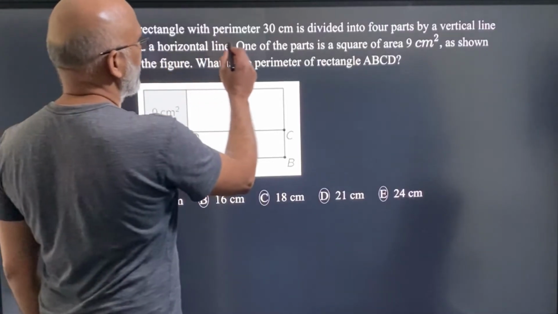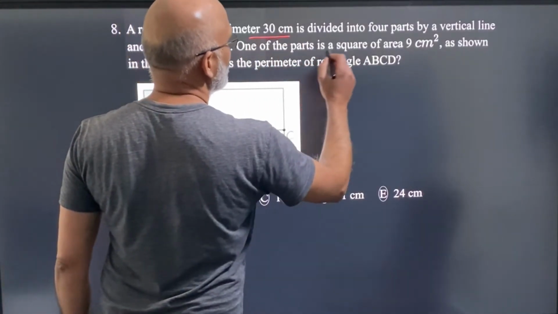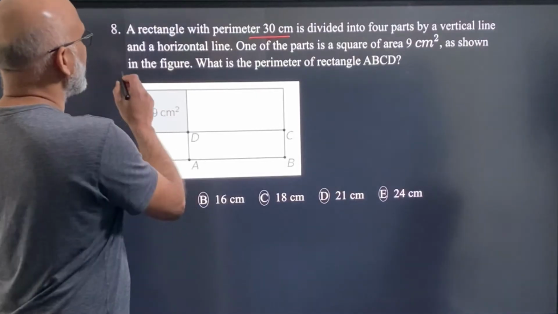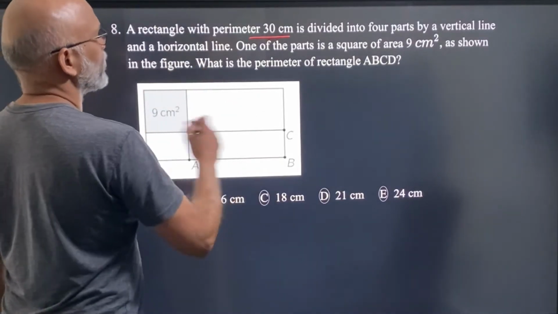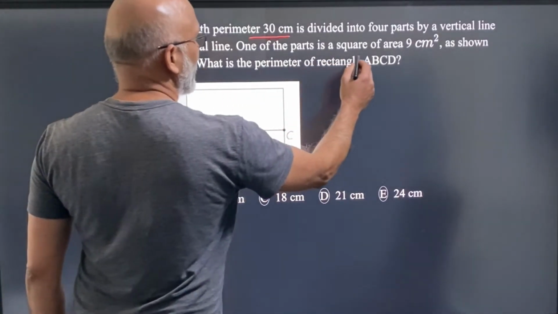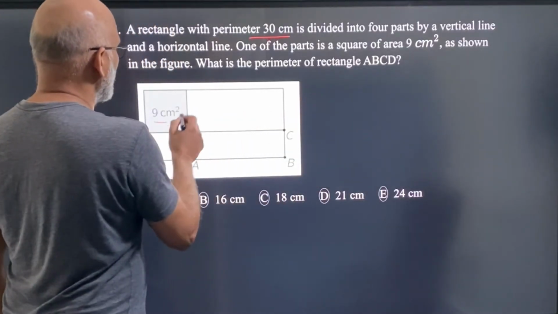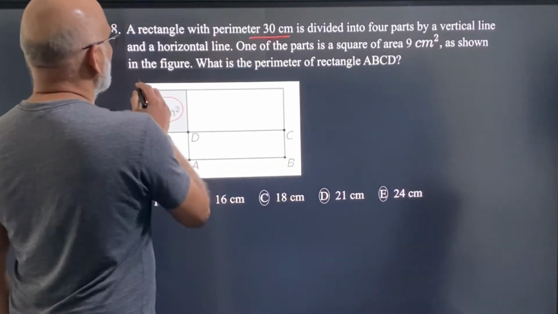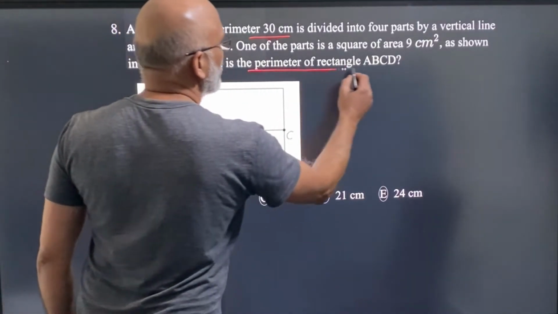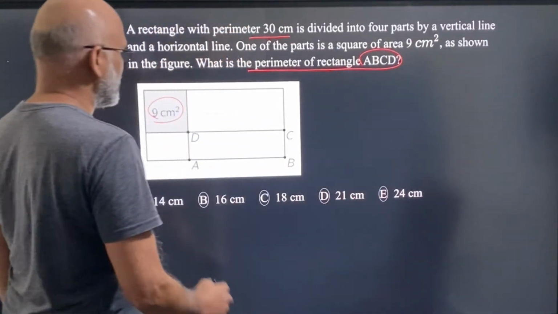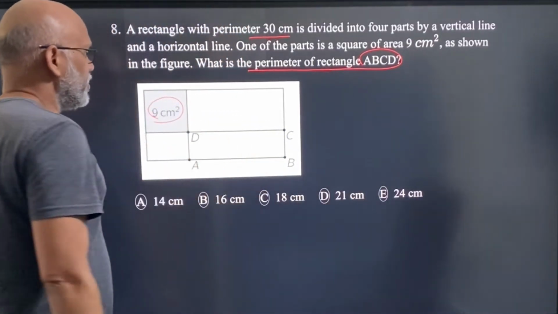A rectangle with perimeter 30 centimeter is divided into 4 parts by a vertical line and a horizontal line, like so. One of the parts is a square of area 9 centimeter square, as shown in the figure. What is the perimeter of the rectangle ABCD? ABCD, what is the perimeter of that?